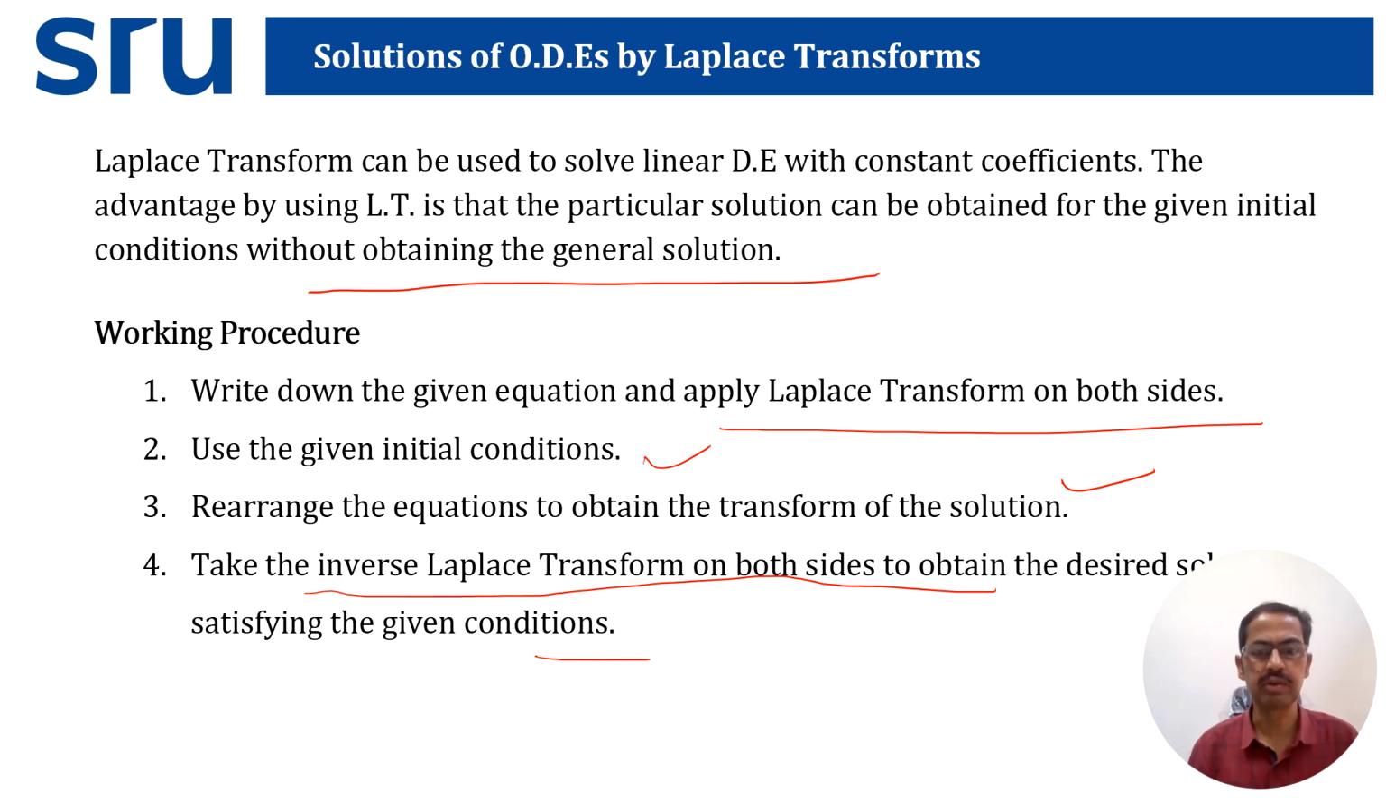First, write the given equation in proper form, apply Laplace transform on both sides, substitute the initial conditions, simplify, and finally apply the inverse Laplace transform. These are the steps to find the solution of an ordinary differential equation using Laplace transforms.